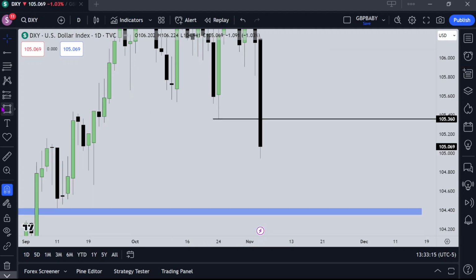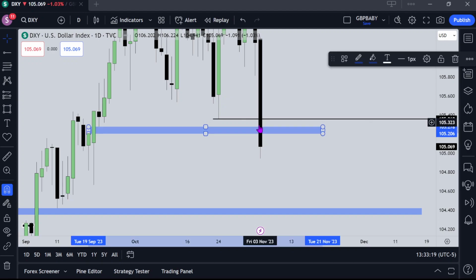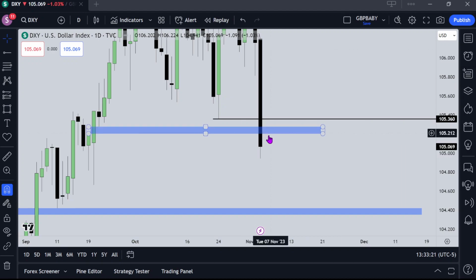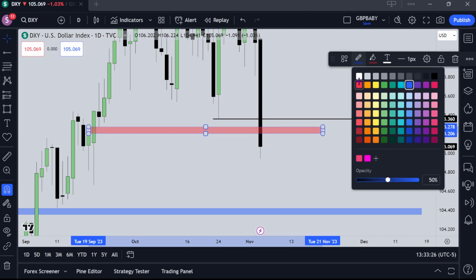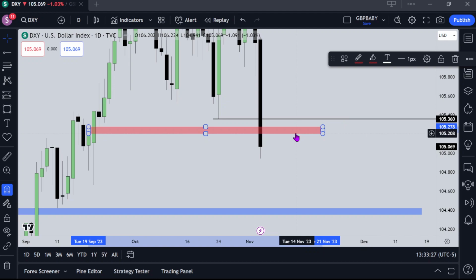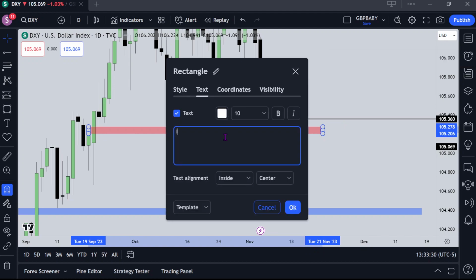You'll see that we also closed below this daily fair value gap here. And the fact that we traded through it on the downside, again, I want to see price respect this as a bearish PD array now. So let's just mark that out in red. And this is what you call an inversion fair value gap. So I'm going to type IFVG.